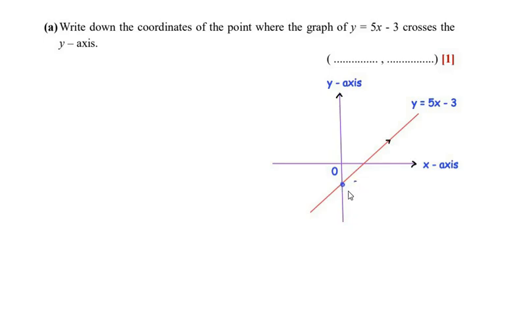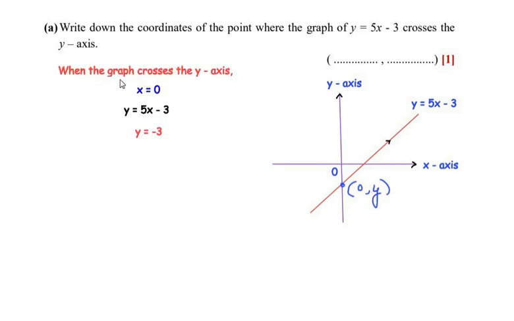And remember that whenever the line cuts the y-axis, the x coordinate becomes 0. So here we are going to get 0, y as the coordinate of this point. Now we need to find out what is the y value. So here we have written when the graph crosses the y-axis, the x coordinate is equal to 0. So in this equation we are just going to substitute x equal to 0.